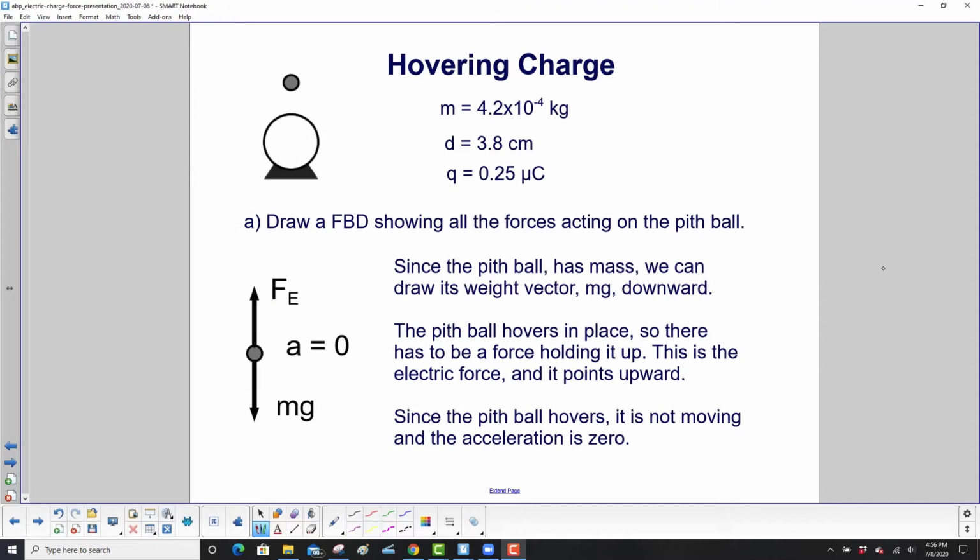Since the pith ball has mass, we can draw its weight vector, mg, downward, right? Gravity's always down. The pith ball hovers in place, so there has to be a force holding it up. This is the electric force, and it points upward. Since it's not moving, it's hovering, the acceleration is 0, just sitting there in place, in the air.